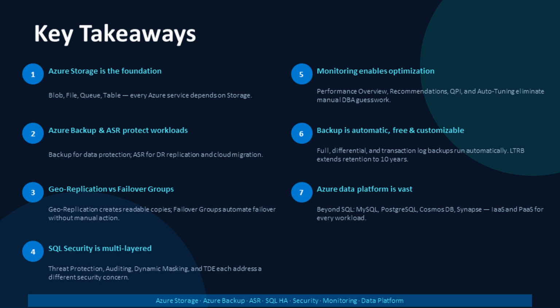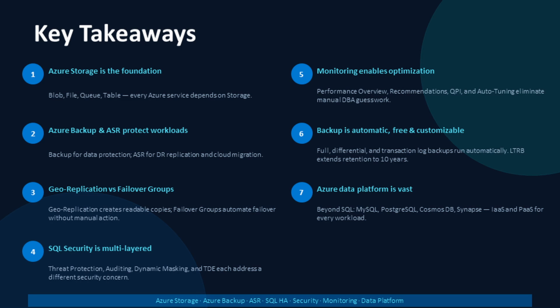Takeaway number 4. Azure SQL security is multi-layered, and each layer addresses a different threat. Threat detection protects against behavioral anomalies and attacks. Auditing provides the accountability and compliance trail. Dynamic data masking protects sensitive data from being seen by unauthorized users. And transparent data encryption protects the physical files at rest. You should consider enabling all four for production databases.